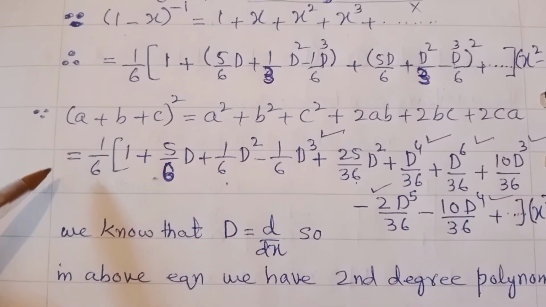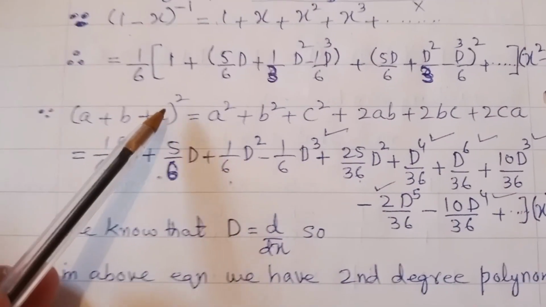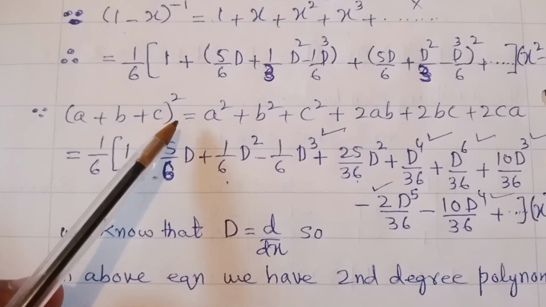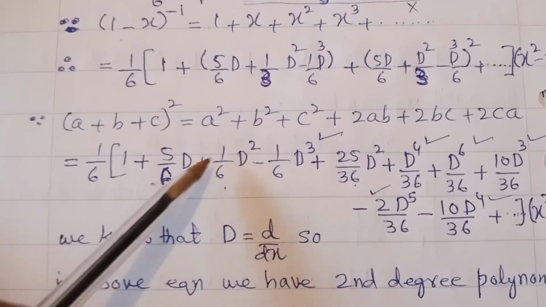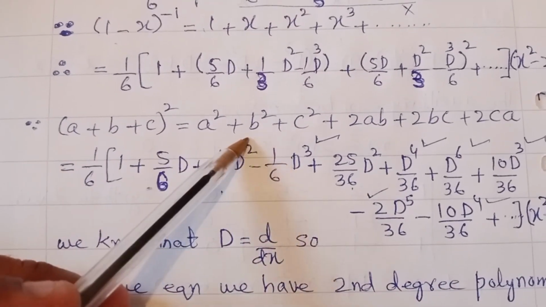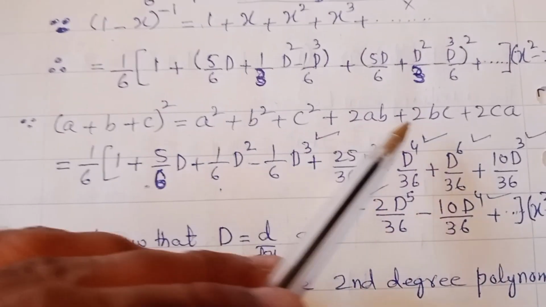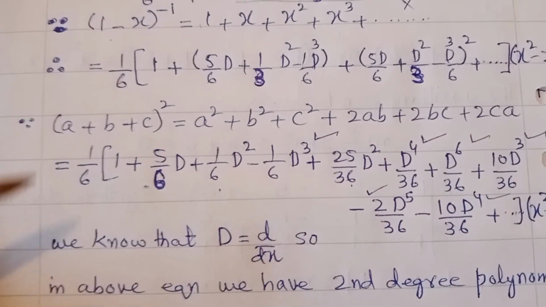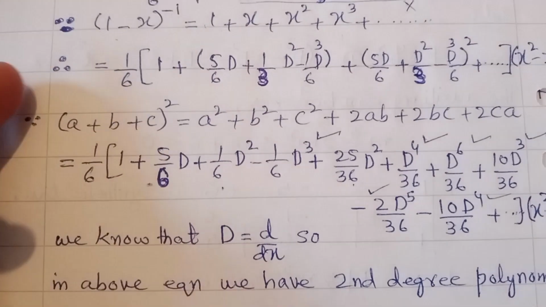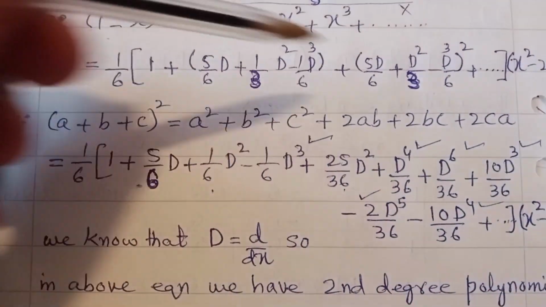So we will apply this formula, (a plus b plus c) whole square, which you have studied in matric class. This will be equal to a square plus b square plus c square plus 2ab plus 2bc plus 2ca. According to this formula, we will apply it on the third term.